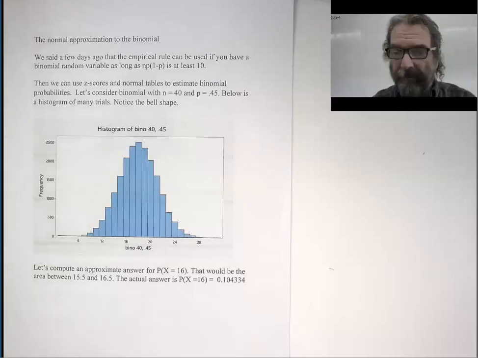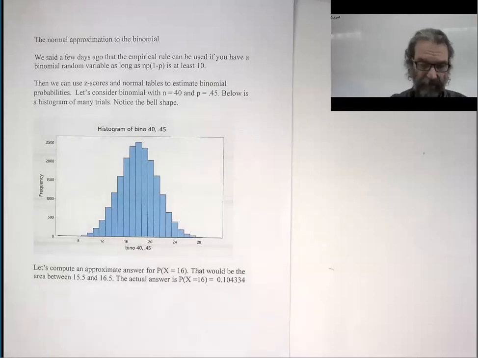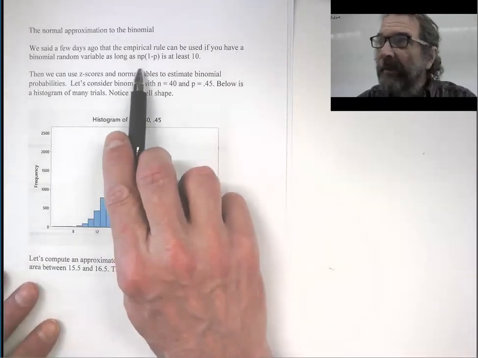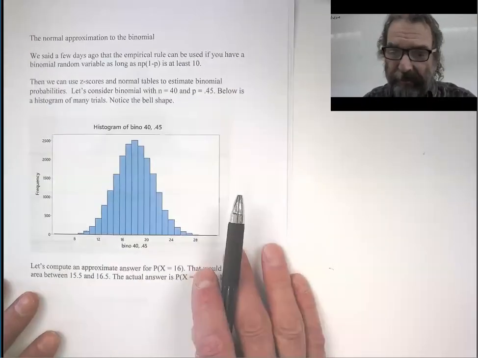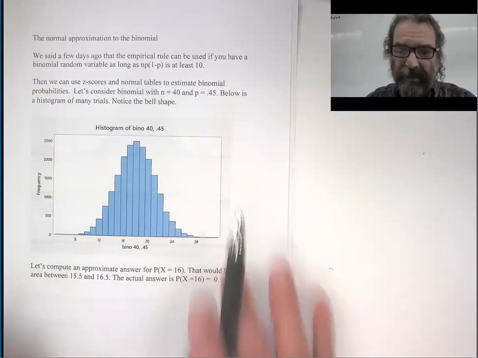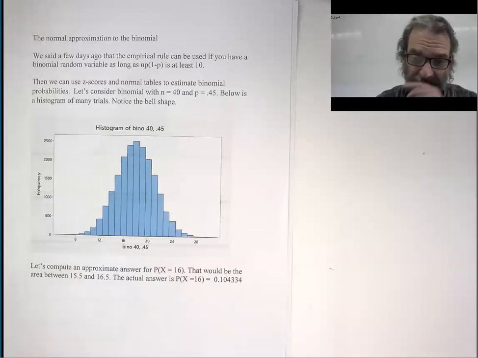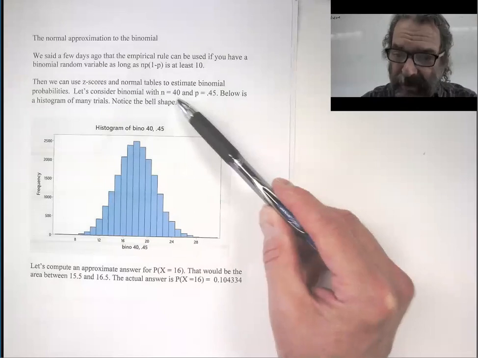Here we are. We're looking at the normal approximation of the binomial distribution. We said a ways back that the empirical rule can be used if you have a binomial random variable as long as np times 1 minus p is at least 10. The empirical rule is derived from the normal distribution. So in reality, what we're saying is that we could use z-scores and normal tables to estimate binomial probabilities. So let's consider a binomial when n is 40 and p is 0.45.